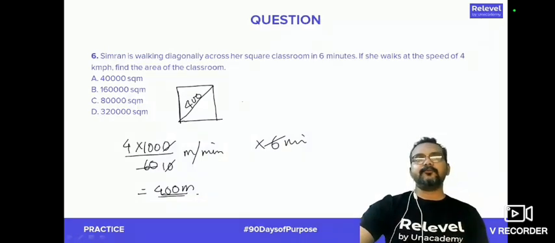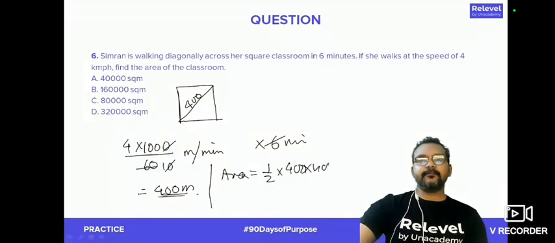The diagonal is 400. The area of the square can be thought of as half times the square of the diagonal. So it is 200 times 400. So it's 80,000 square meters. So that is option C.